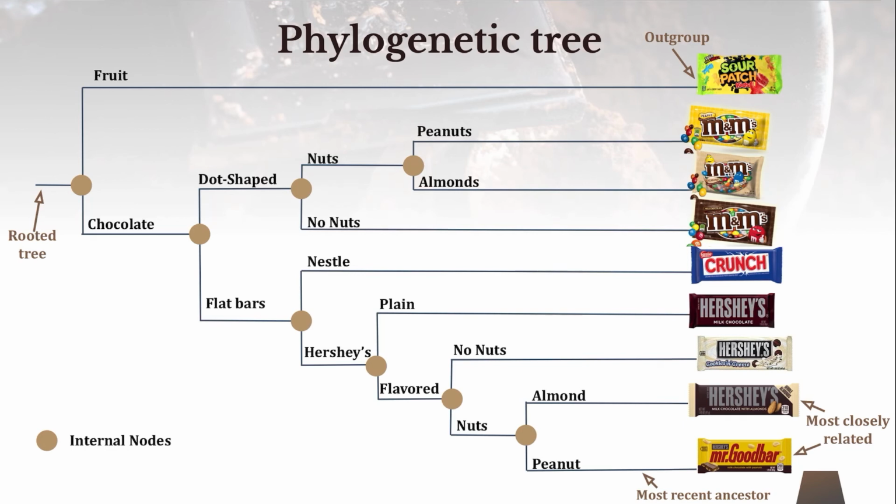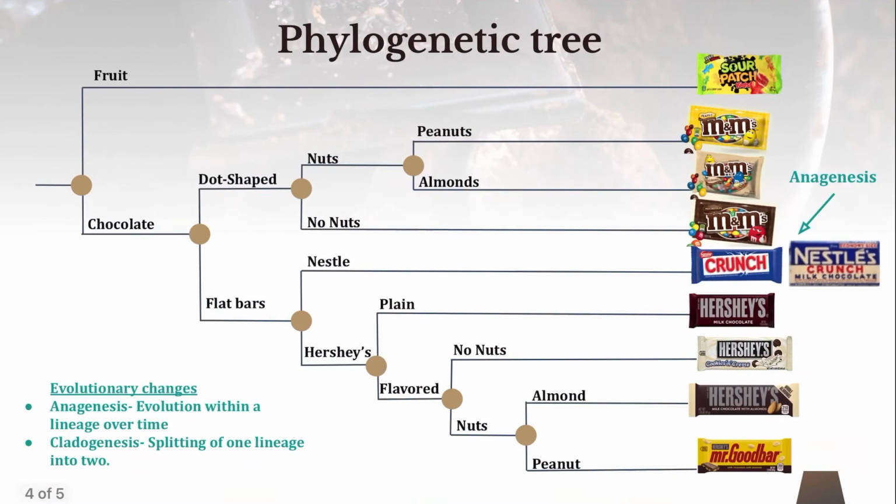Short lines indicate recent divergence, and long lines indicate earlier divergence. The Sour Patch had an earlier divergence, while the Hershey bars with nuts have the most recent divergence. Now let's go over the types of evolutionary change. We have anagenesis and cladogenesis. Anagenesis is the evolution within a lineage over time, and cladogenesis is the splitting of one lineage into two.